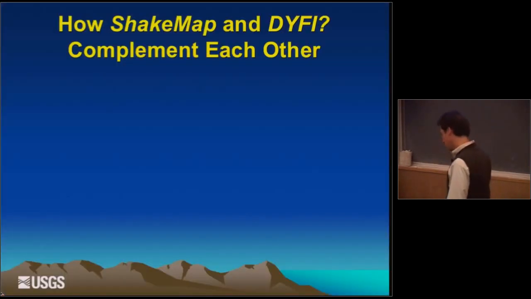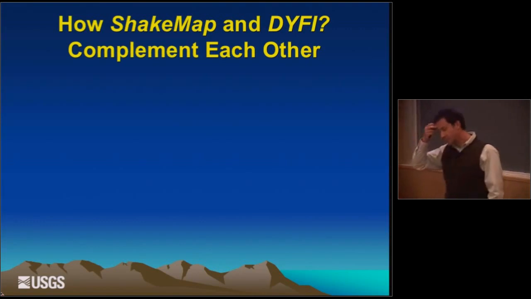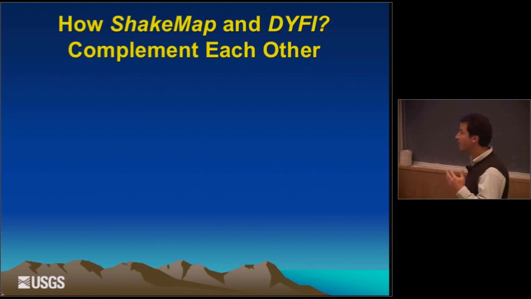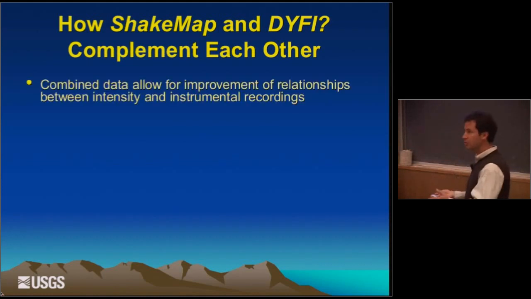So these two systems now, well, they're very different. They actually complement each other in a lot of ways. One thing is that the combined data set from these two, as I showed you for the Hollywood earthquake, allows us to improve relationships between what we record and what actually happened.